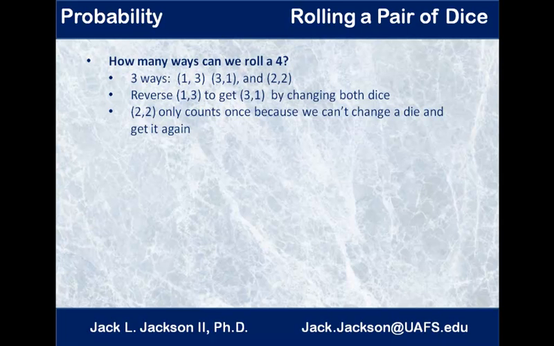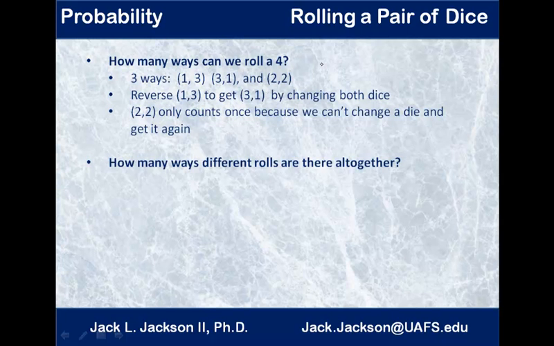Now notice the 1, 3, we can reverse the dice to get a 3, 1. A 1 on the red die and a 3 on the white die can be reversed so that we change the red die from a 1 to a 3, and the white die from a 3 to a 1, and that gives us still 4, but a different way of arranging the dice. But on the other hand, 2, 2 only counts once. Reversing it doesn't change the ordered pair, and you can't get a new thing by reversing it because you're not changing either one of the dice. So that only counts once. So we have a total of 3 ways: 1, 3, 3, 1, and 2, 2.